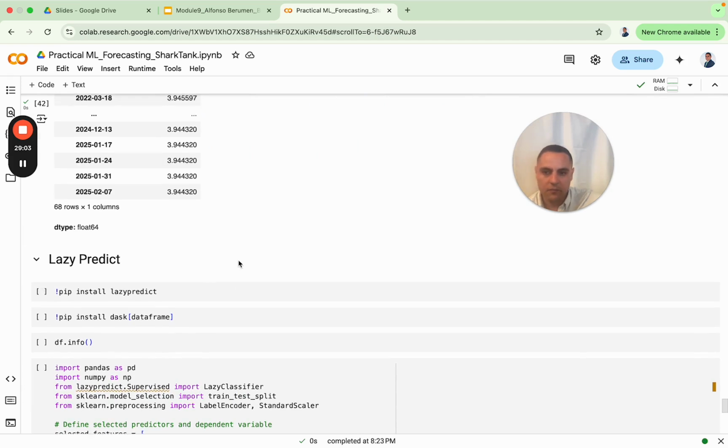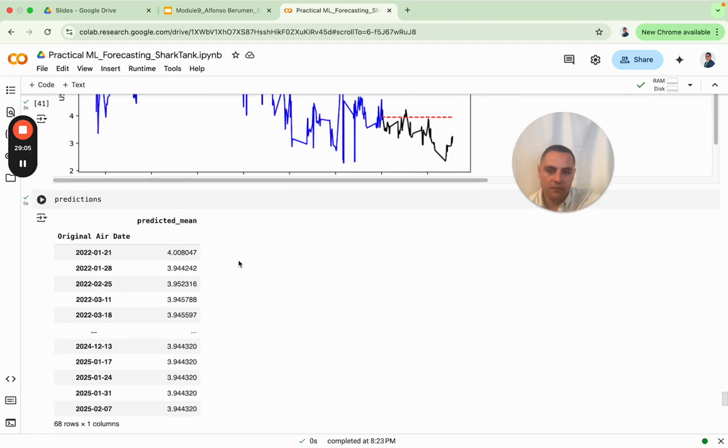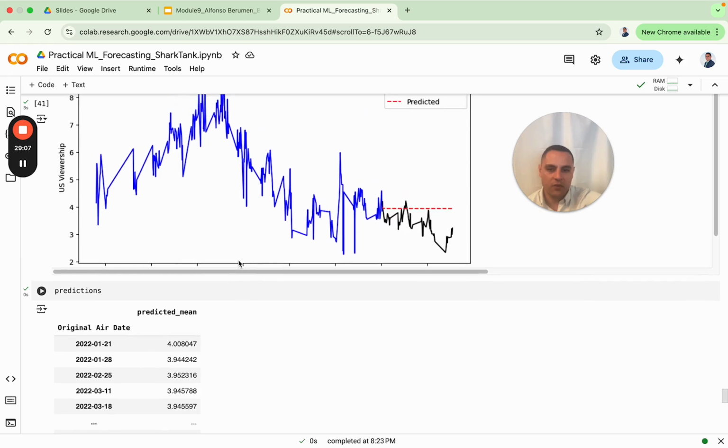Obviously, you saw there that linear regression would not work for this. It's just way too volatile. So we would need to use a more time series specific approach if we only had the time period, and our dependent variable in this case would be the viewership.